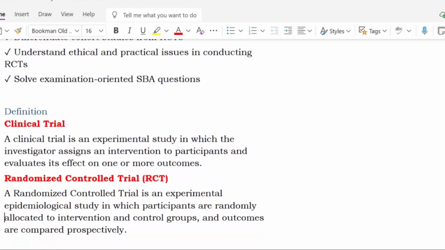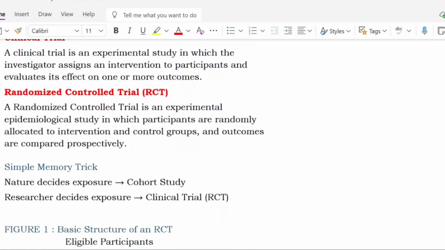So what exactly is the clinical trial? A clinical trial is an experimental study in which the investigator assigns an intervention to participants and evaluates its effect on one or more outcomes. So it's an experimental study design in which the investigator is assigning the intervention to participants and evaluating its effect on one or more outcomes.